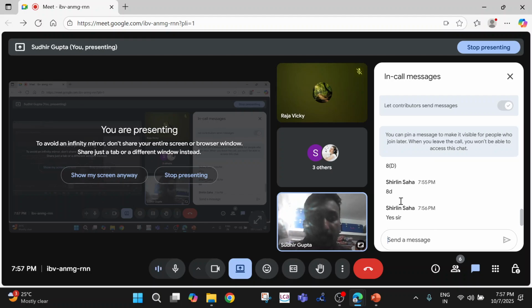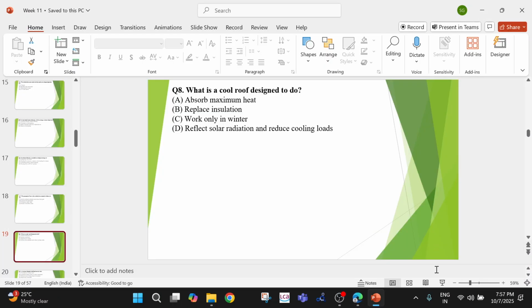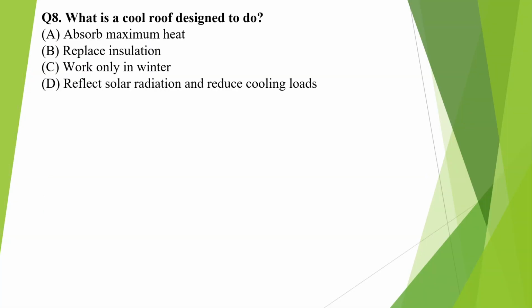What about Raza? He has answered option A. Cool roofs don't absorb much, whether they reflect or they absorb less. That was the main point that you were missing in your concept. So okay, now he has also understood. So let's move ahead, guys, for question number 9.